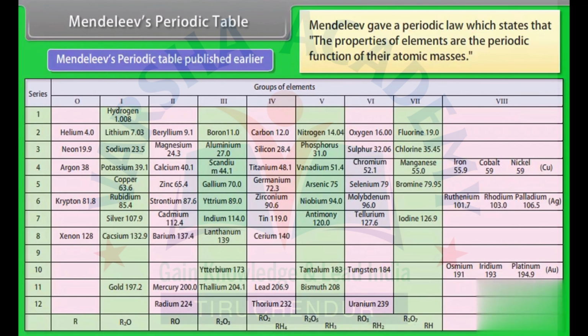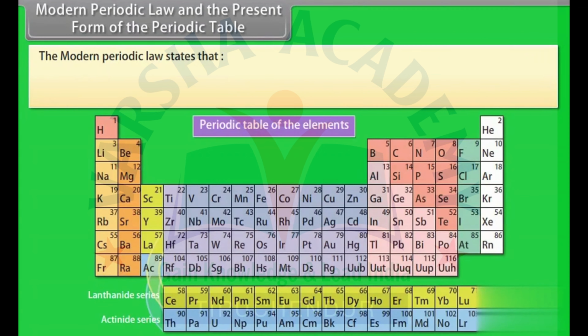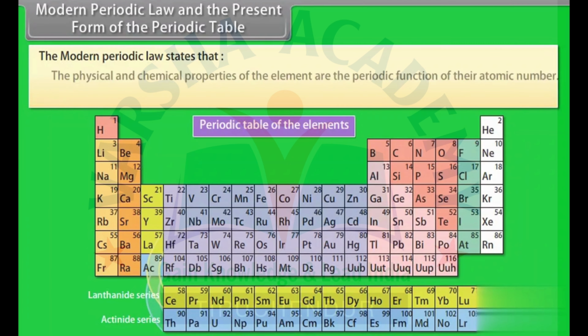For example, both gallium and germanium were not discovered at the time when Mendeleev proposed his periodic table. Mendeleev named these elements eka-aluminium and eka-silicon respectively. Number 3. With the help of this table, doubtful atomic masses of certain elements were corrected. Modern periodic law and the present form of the periodic table. The modern periodic law states that the physical and chemical properties of the elements are a periodic function of their atomic number.